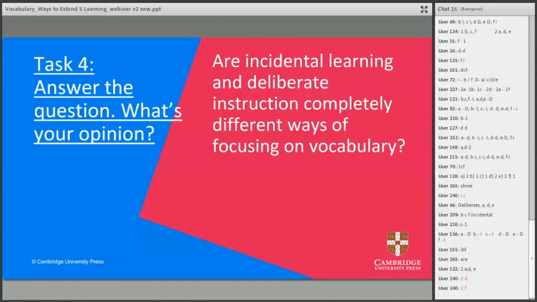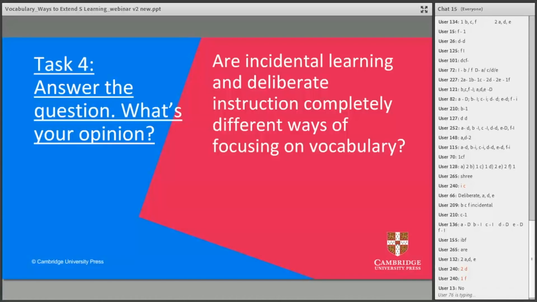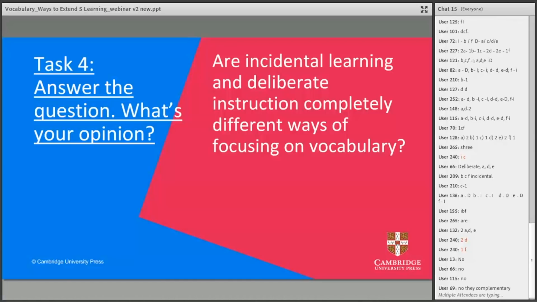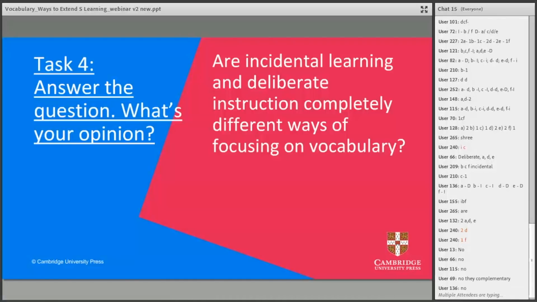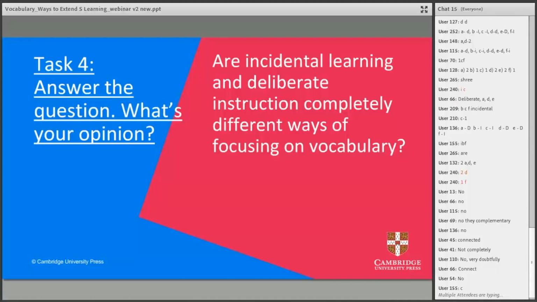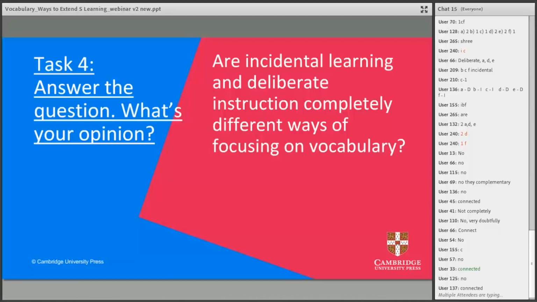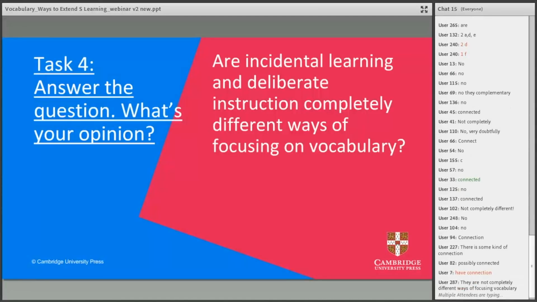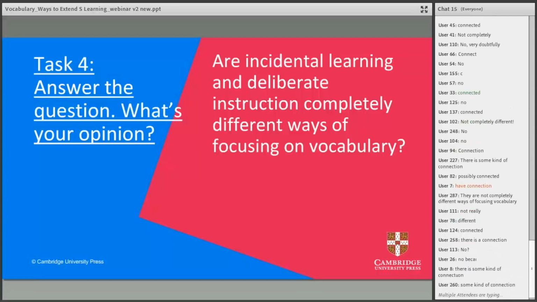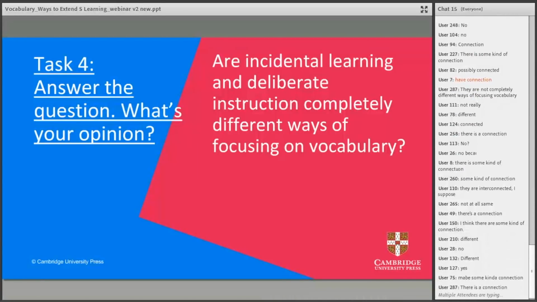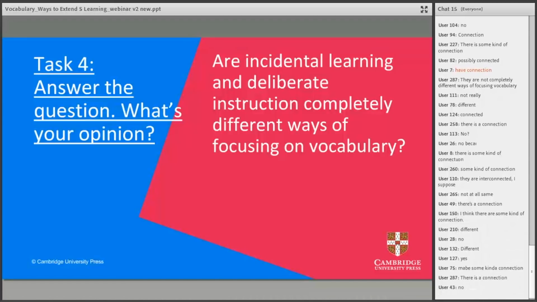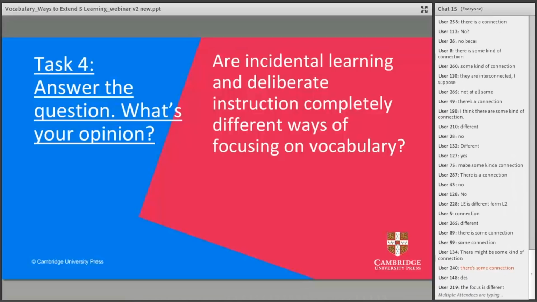So what I'd like you to do now is answer this question. What is your opinion? Do you think that incidental learning and deliberate instruction are completely different ways of focusing on vocabulary? Or do you think that there is some kind of connection? Okay. So just about everybody is saying no, there is some connection. Some people are saying they're different.